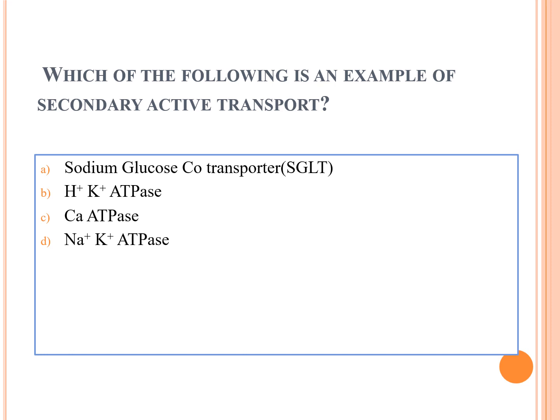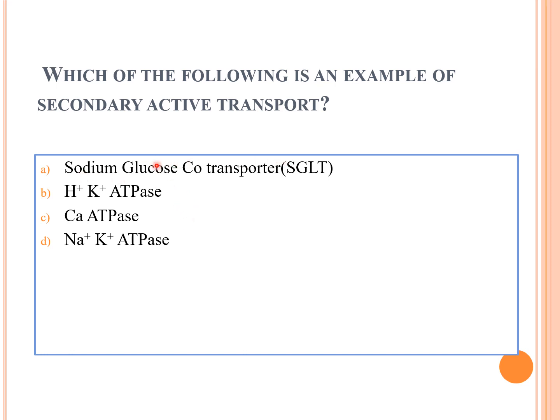So coming to the MCQ session: which of the following is an example of secondary active transport? Secondary active transport is of two types, sodium co-transport and sodium counter-transport. All these are pump mechanisms, right? The hydrogen potassium ATPase pump, calcium ATPase pump, and sodium potassium ATPase pump are all primary active transport mechanisms.